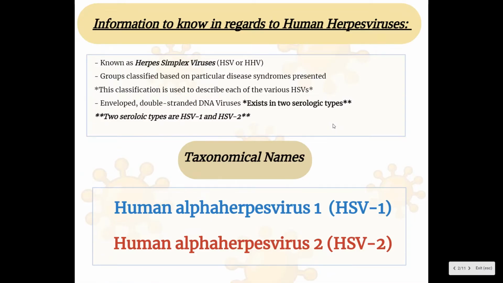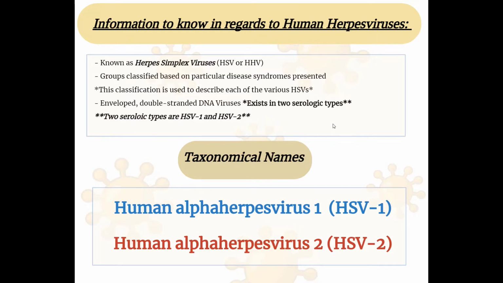The information to know in regards to the human herpes virus is that it is known as the herpes simplex virus, HSV, or as the title says, human herpes virus, HHV. The term that I'm going to be using throughout the presentation will be the herpes simplex virus, which is the HSV. The groups are classified based on the particular disease syndromes presented. This classification is used to describe each of the various herpes simplex viruses.